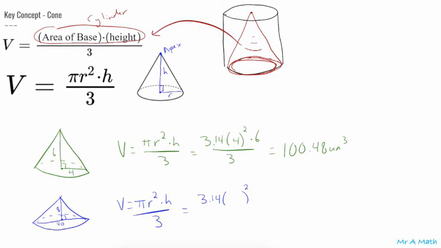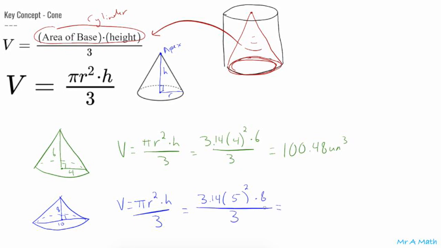Before you just write down 10, just because this number is here doesn't mean it's what we need to use. This number represents the diameter of the base. So if the diameter is 10, that means the radius is 5. Times the height, which is 8, divided by 3.